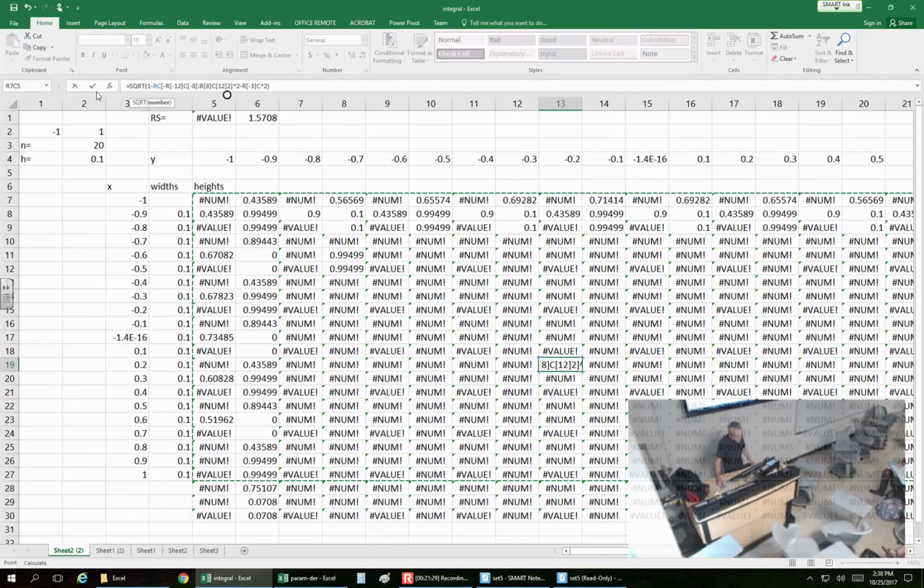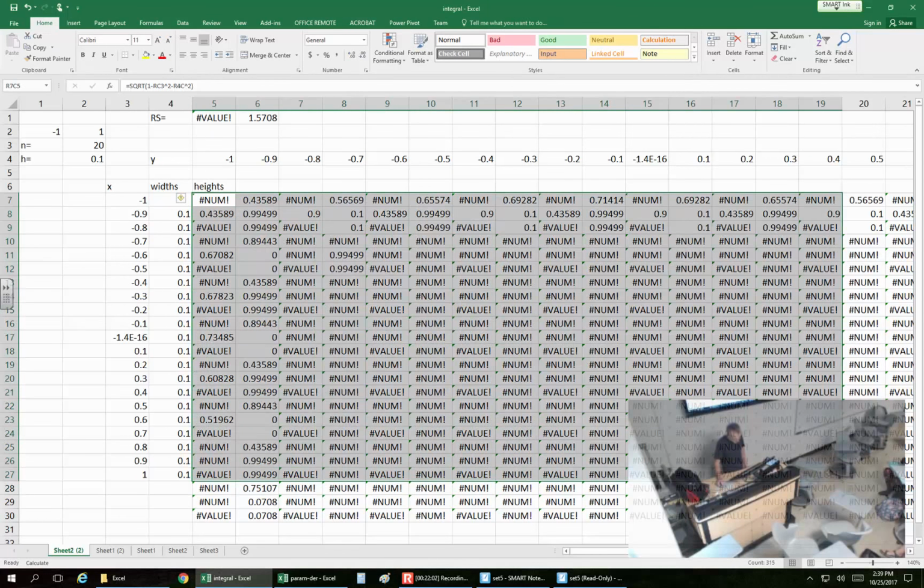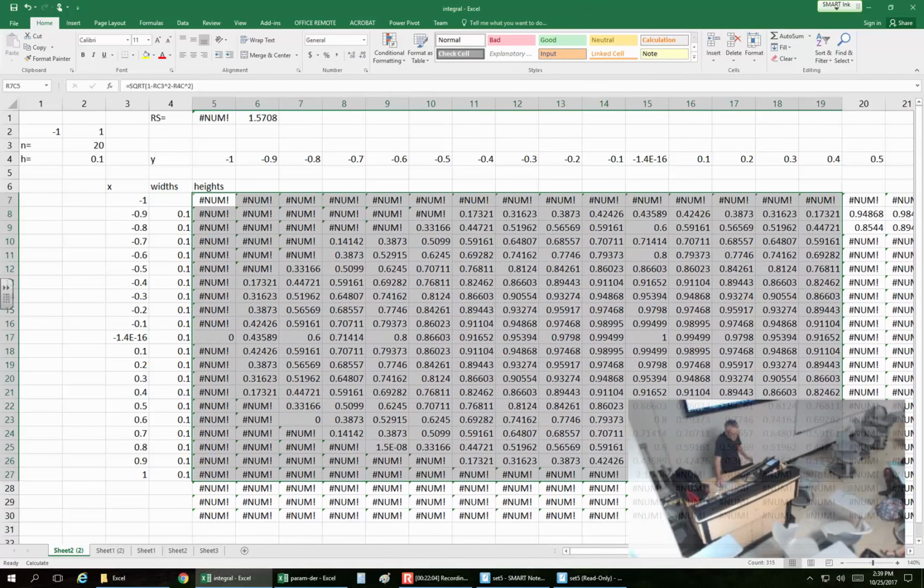What did I do wrong again? So 1 minus same row, 3rd column. Same column, 4th row. Okay, so everything seems okay to me. Why isn't it working? I don't know why it just didn't copy. Okay, that makes more sense. Okay, you see what we're getting here?